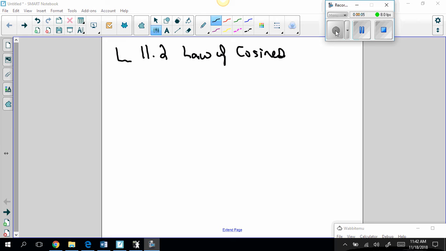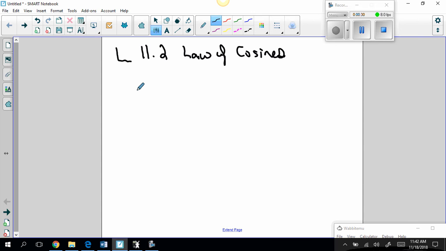Gonna cruise through section 11.2, one of my personal favorites. It's formula driven, and it's also about triangles that are not right triangles. Even though it works with right triangles, nobody would ever use this because you have SOHCAHTOA. So, anyway, let's get after it.